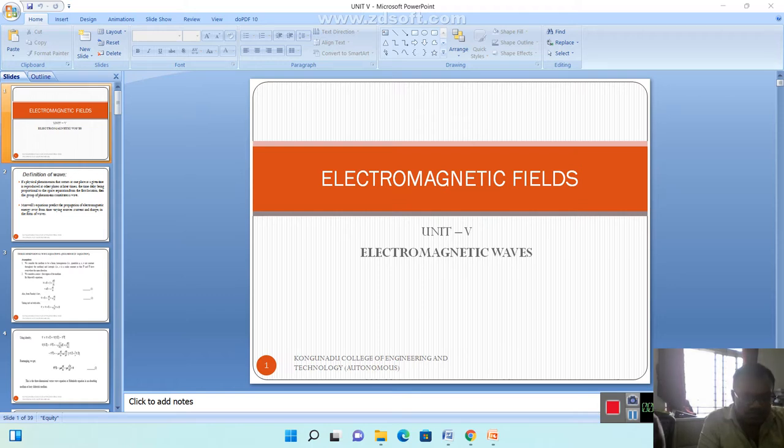What are the objectives of unit 5? Understand the concept of electromagnetic waves and its characteristic parameters. These are your fifth unit objectives.